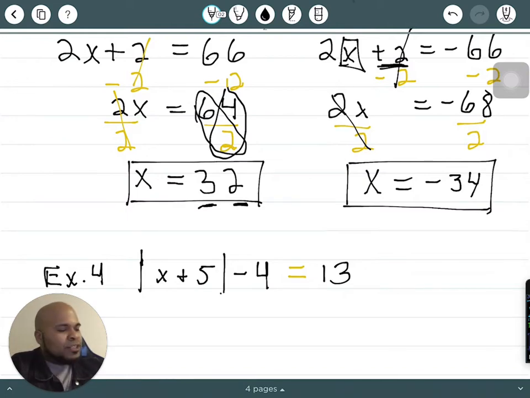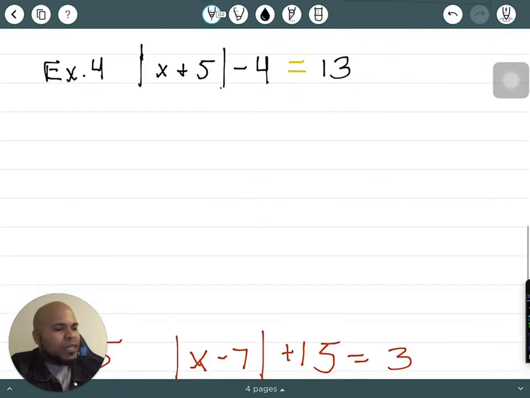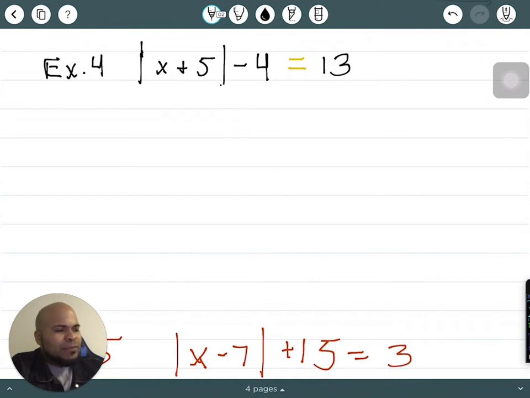All right, let's finish this strong. Example 4. We only have 3 examples more. This is going to be a little bit quicker now. Now, this problem, I cannot just drop the bars. I cannot just write down that expression equals positive 13 and that expression equals negative 13 because the absolute value is not isolated. Isolated means by itself, right?